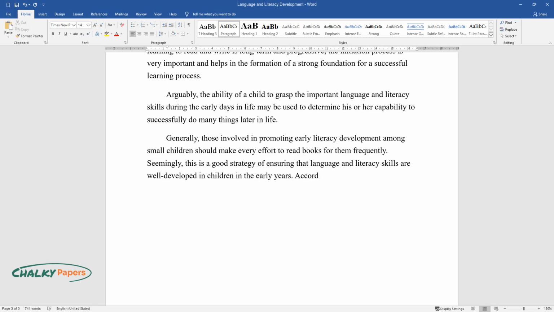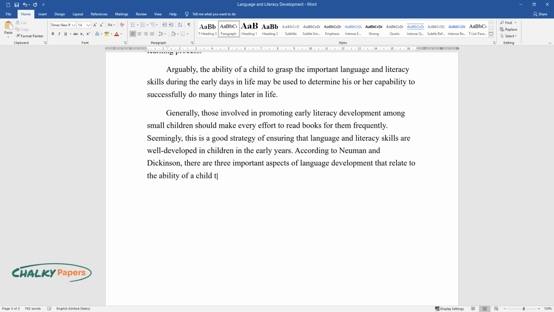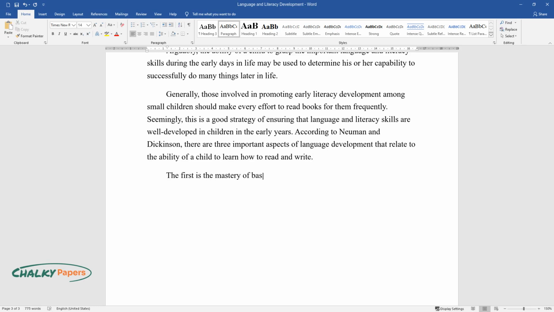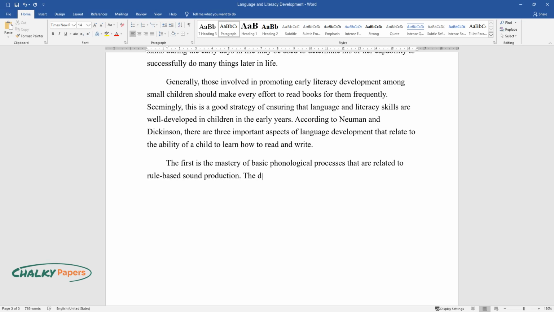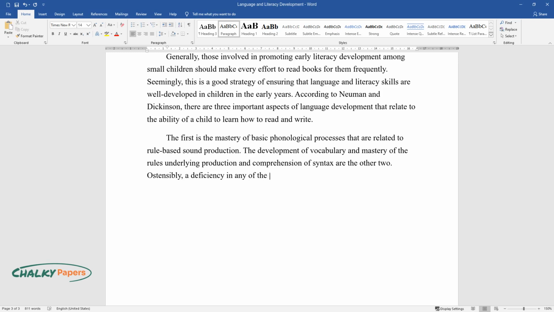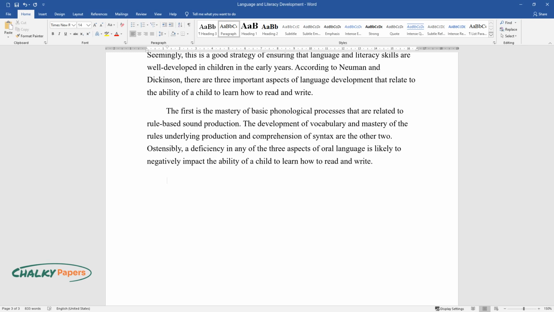According to Neuman and Dickinson, there are three important aspects of language development that relate to the ability of a child to learn how to read and write. The first is the mastery of basic phonological processes that are related to rule-based sound production. The development of vocabulary and mastery of the rules underlying production and comprehension of syntax are the other two. Ostensibly, a deficiency in any of the three aspects of oral language is likely to negatively impact the ability of a child to learn how to read and write.